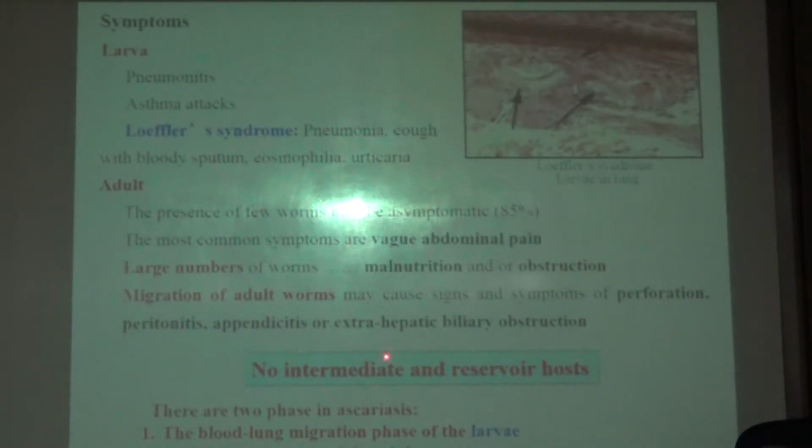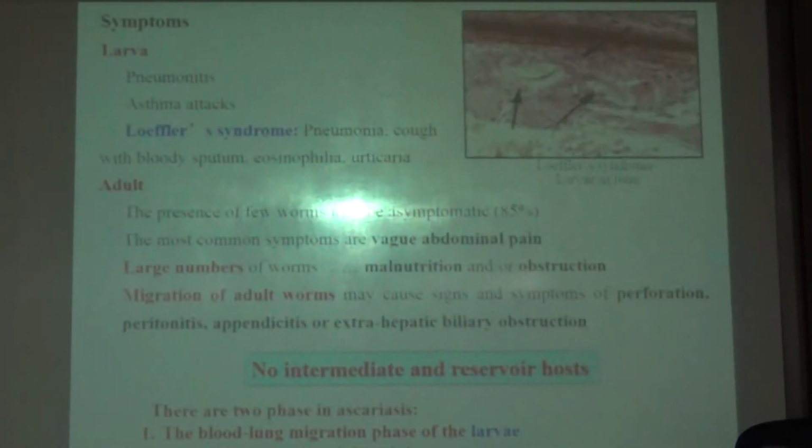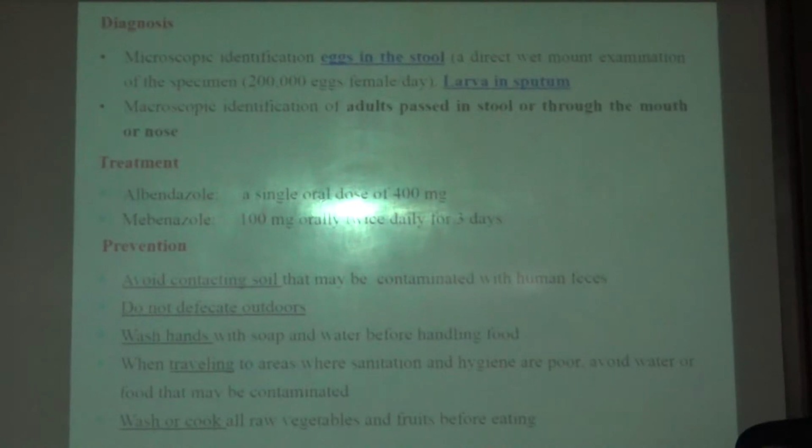No intermediate and reservoir hosts, only they are found in which organism, which species? Human beings. So the only transmission is from human to human. If you see this cycle again, these eggs go into the environment and they again come back to the human being. There is no other host. There are 2 phases in Ascariasis: blood-lung migration phase of the larvae and intestinal phase of the adults.